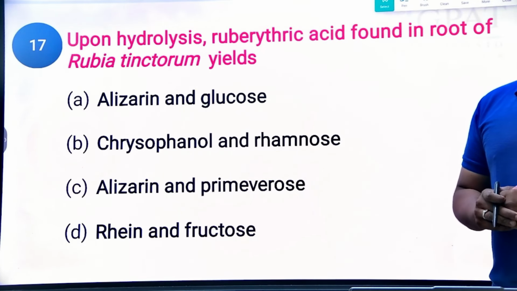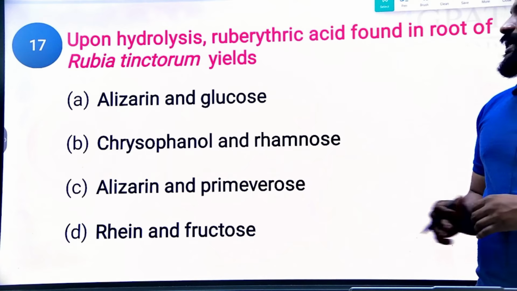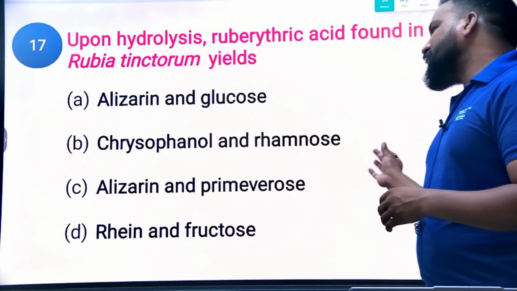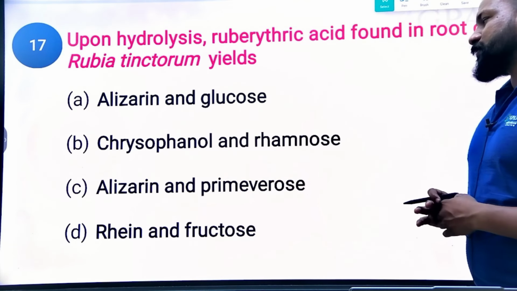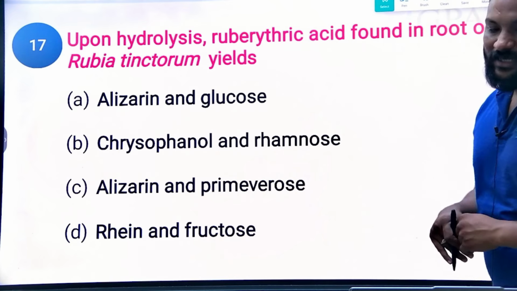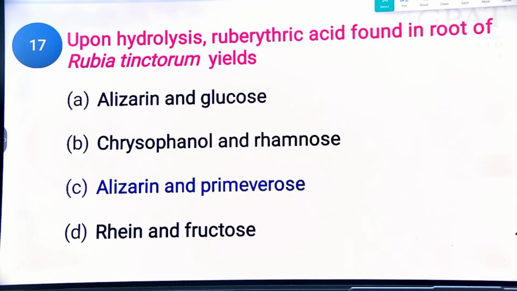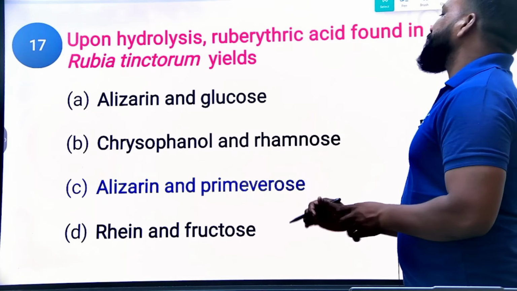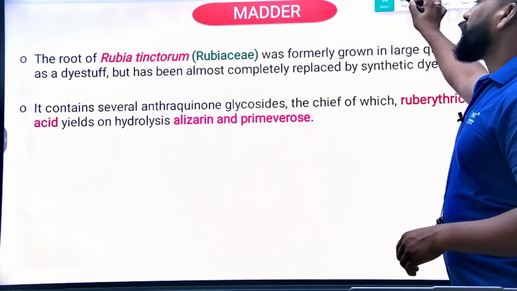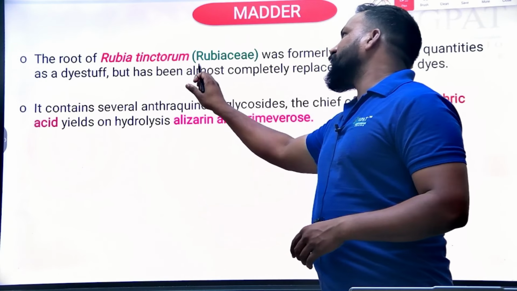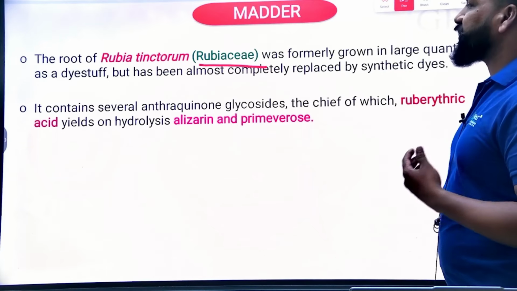Okay, the glycosidic acid found in the root of Rubia tinctorum yields: alizarin and glucose, chrysophanol and rhamnose, alizarin and primeverose, or grain and fructose. So, what is the right answer? Upon hydrolysis, the acid found in the root gives alizarin and primeverose.